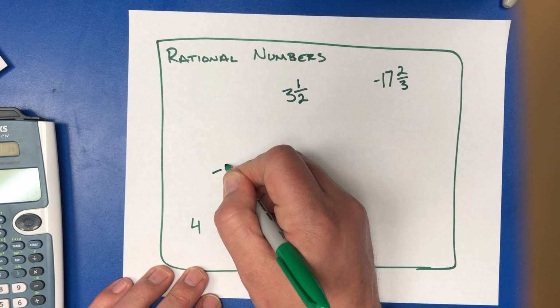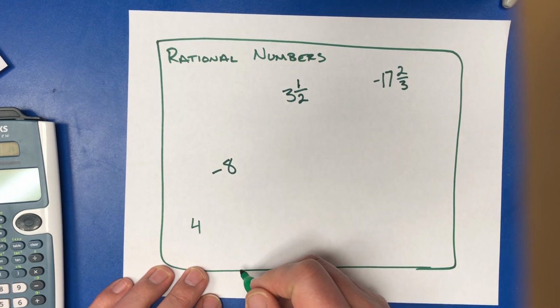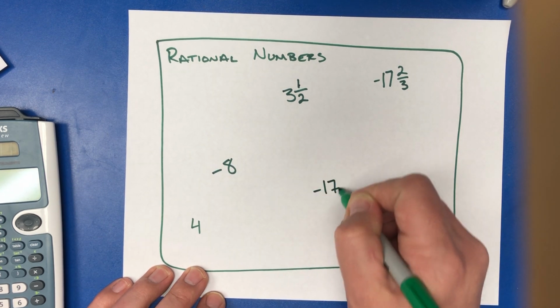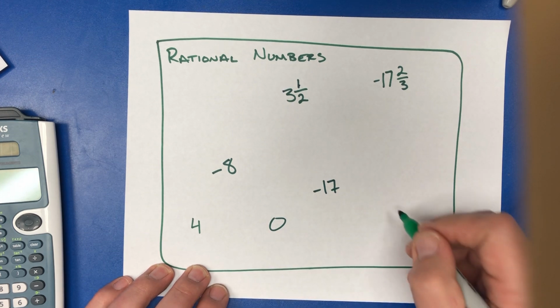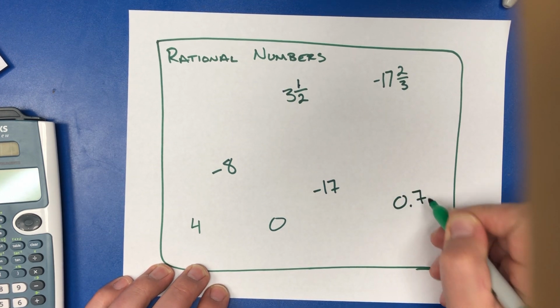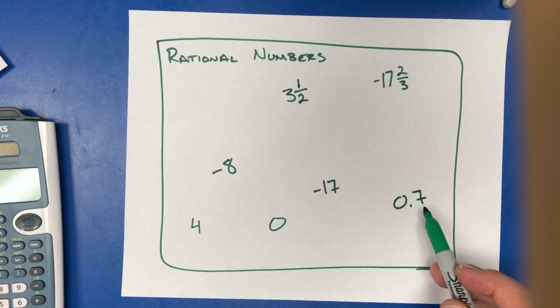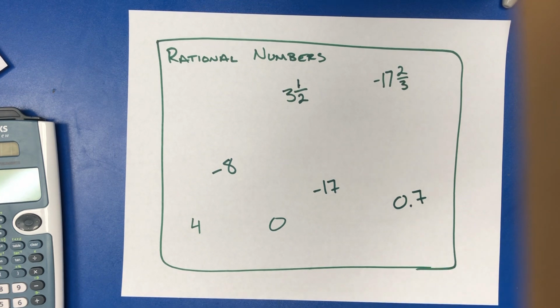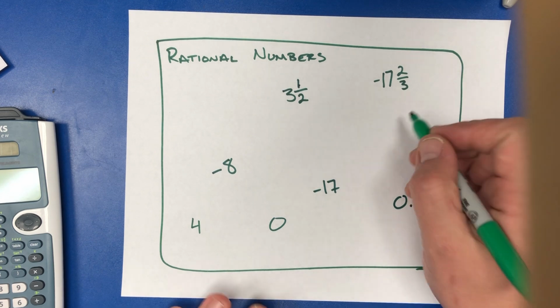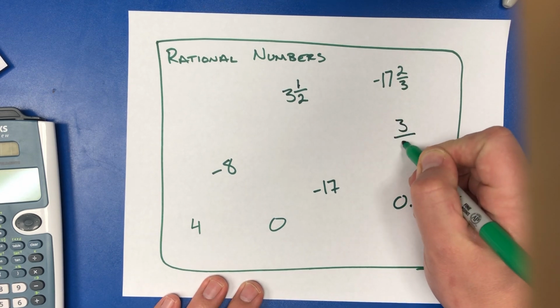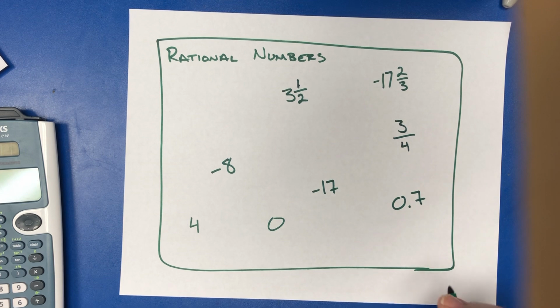I could have a negative 8. I could have a negative 17. I could have a 0. I could have a 0.7. This is a decimal. It is 7/10. I could write this as 7 over 10 and have it be in A over B form. I could have another fraction, 3 over 4, whatever it may be. All of these numbers that I have here can be written in A over B form. Almost any number that we're familiar with can be written in A over B form.